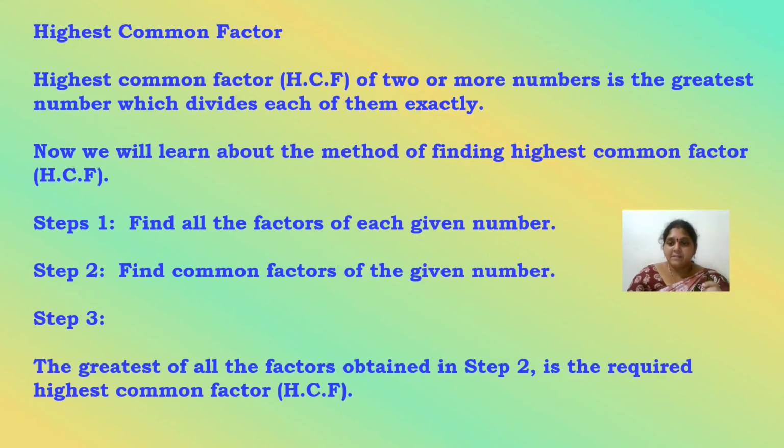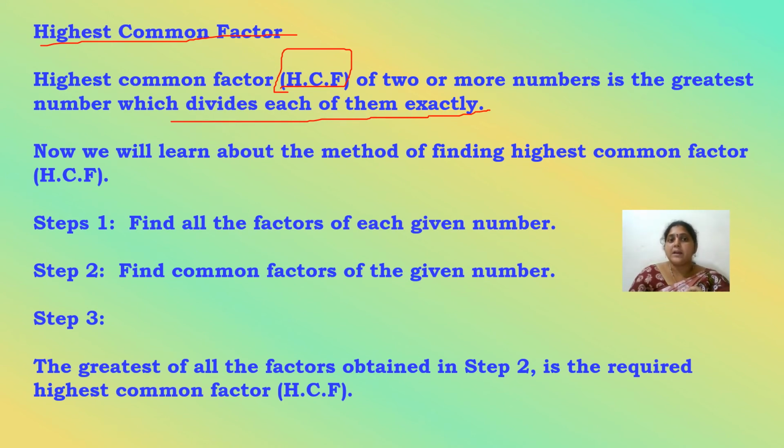Now we have seen how to find prime factors by the division method and by the factor tree method. Now we are going to our concept, that is how to find the highest common factor. Highest common factor, in short form we'll call it HCF, of two or more numbers is the greatest number which divides each of them exactly.